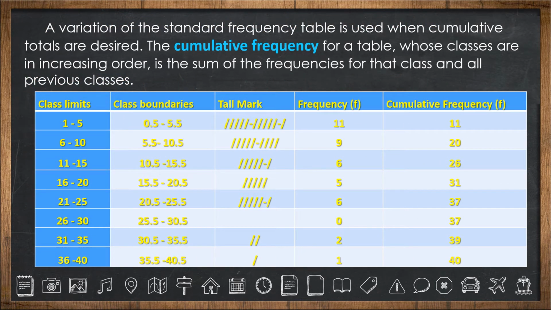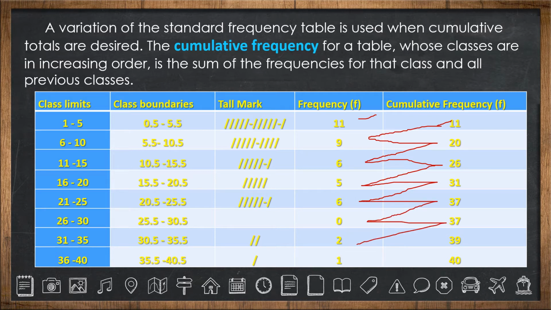Okay, a variation of the standard frequency table is used when cumulative totals are desired. The cumulative frequency for a table whose classes are in increasing order is the sum of the frequency for that class and all previous classes. So how do we get the cumulative frequency? Frequency 11 is cumulative frequency 11. Then 11 plus 9 is 20. 20 plus 6 is 26. 26 plus 5 is 31. 31 plus 6 is 37. 37 plus 0 is 37. 37 plus 2 is 39. 39 plus 1 is equal to 40. That is the way we get the cumulative frequency.